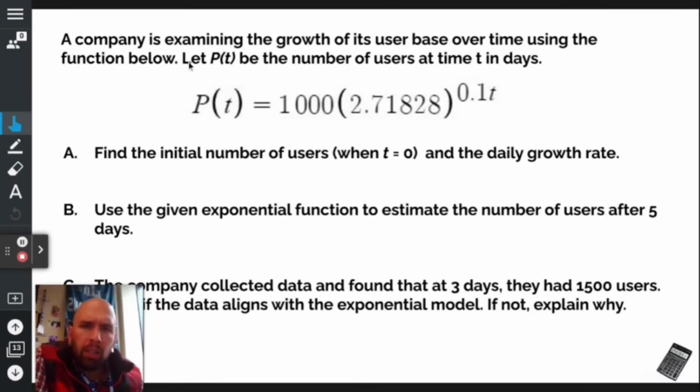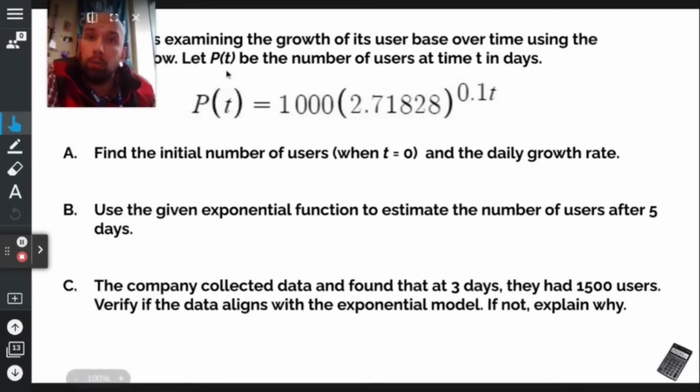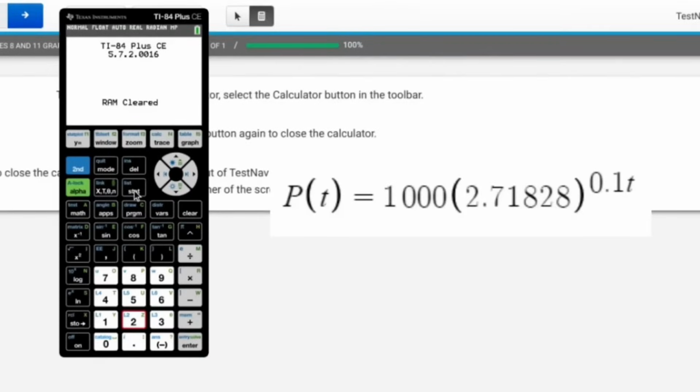A company is examining the growth of its user base over time using the function below. Let P of t be the number of users, t equals days. So, users. Find the initial number of users when t equals zero. I don't need a calculator, but I'm going to use a calculator. Just take a look. All right, so let's type this in.